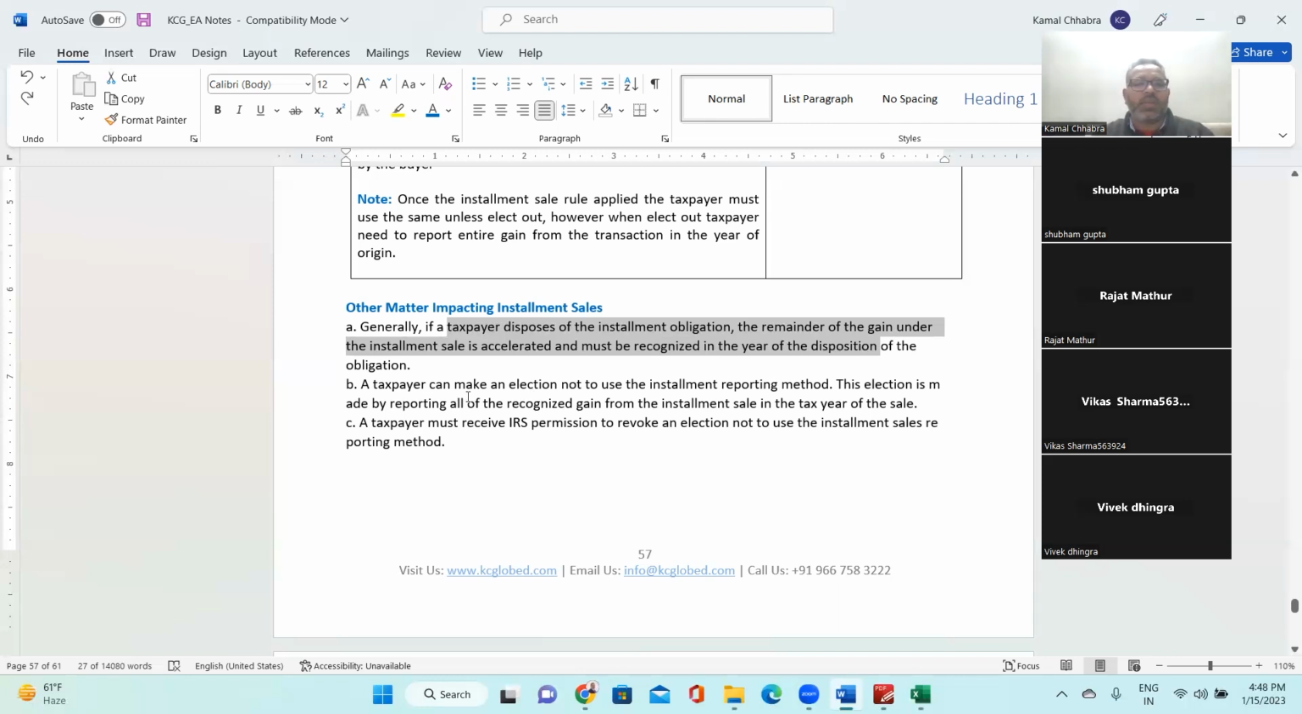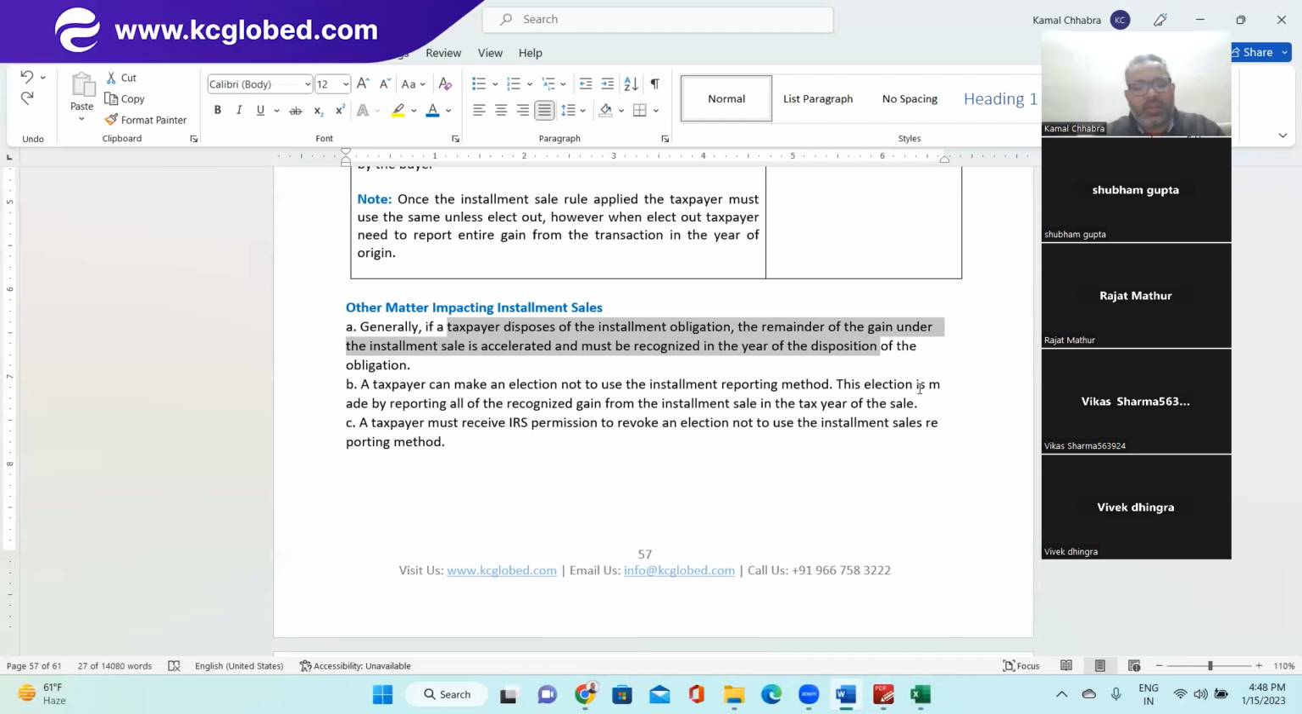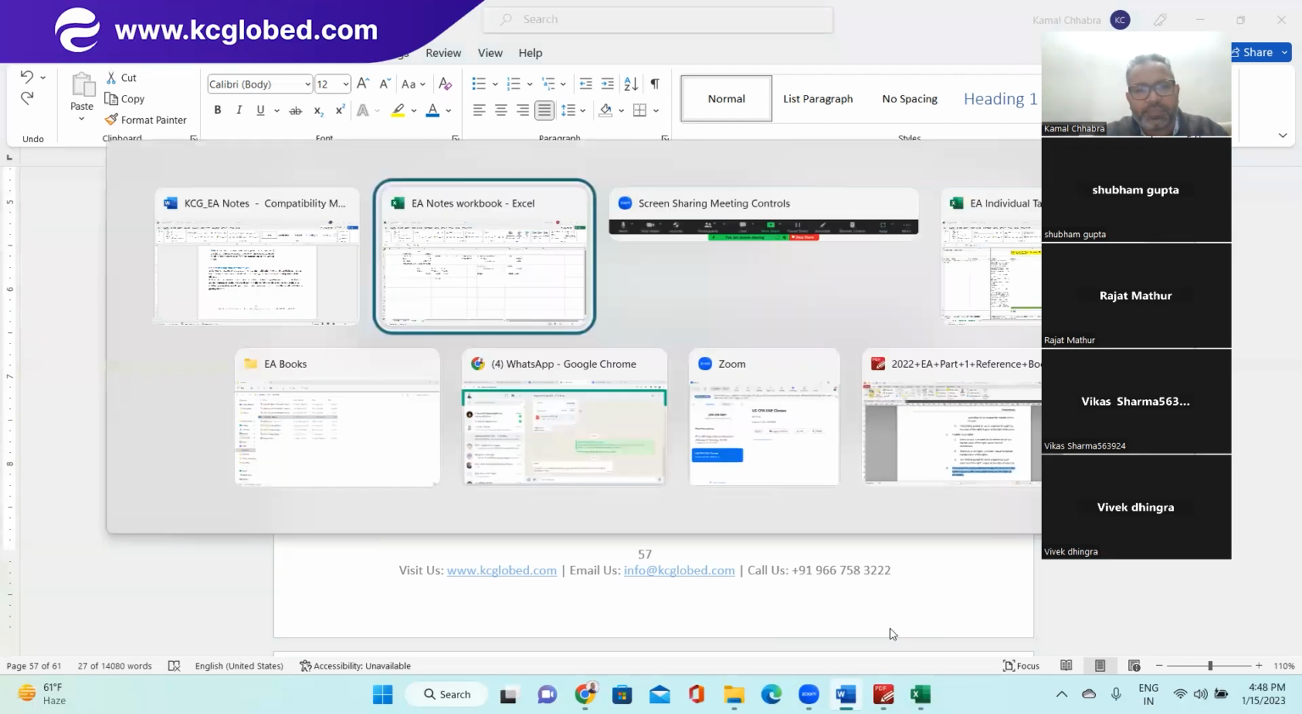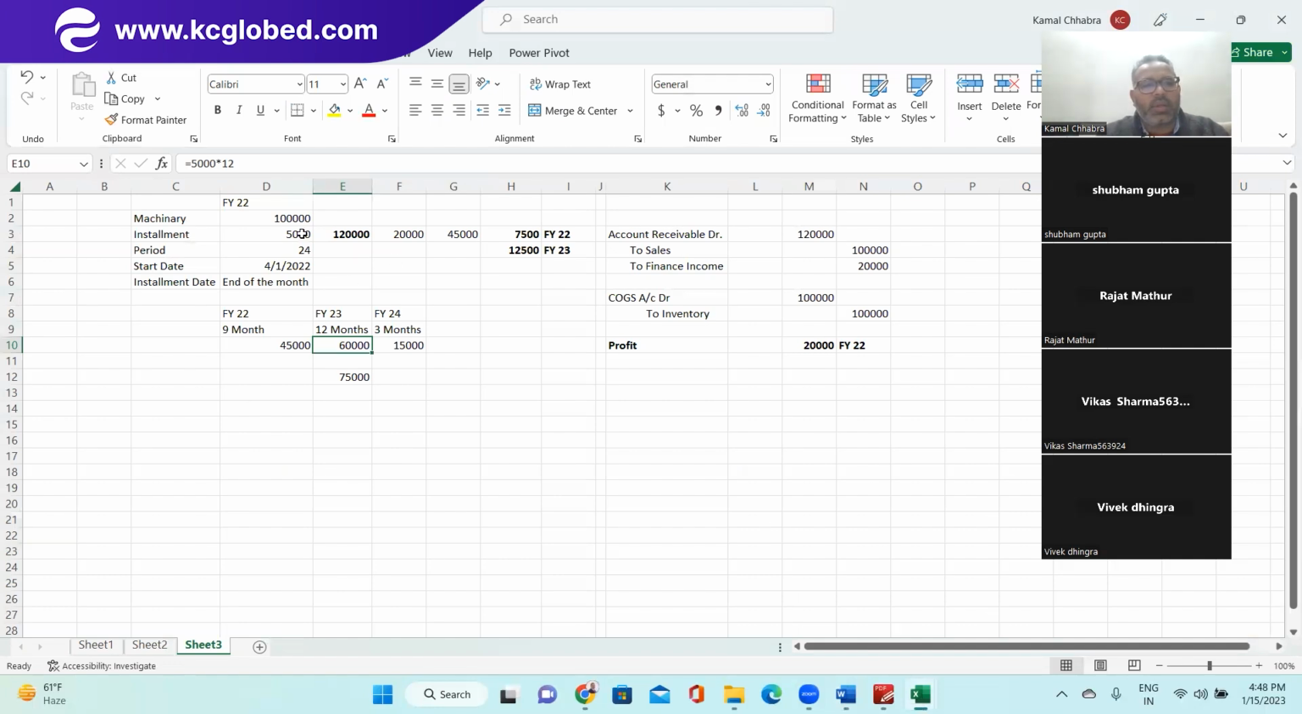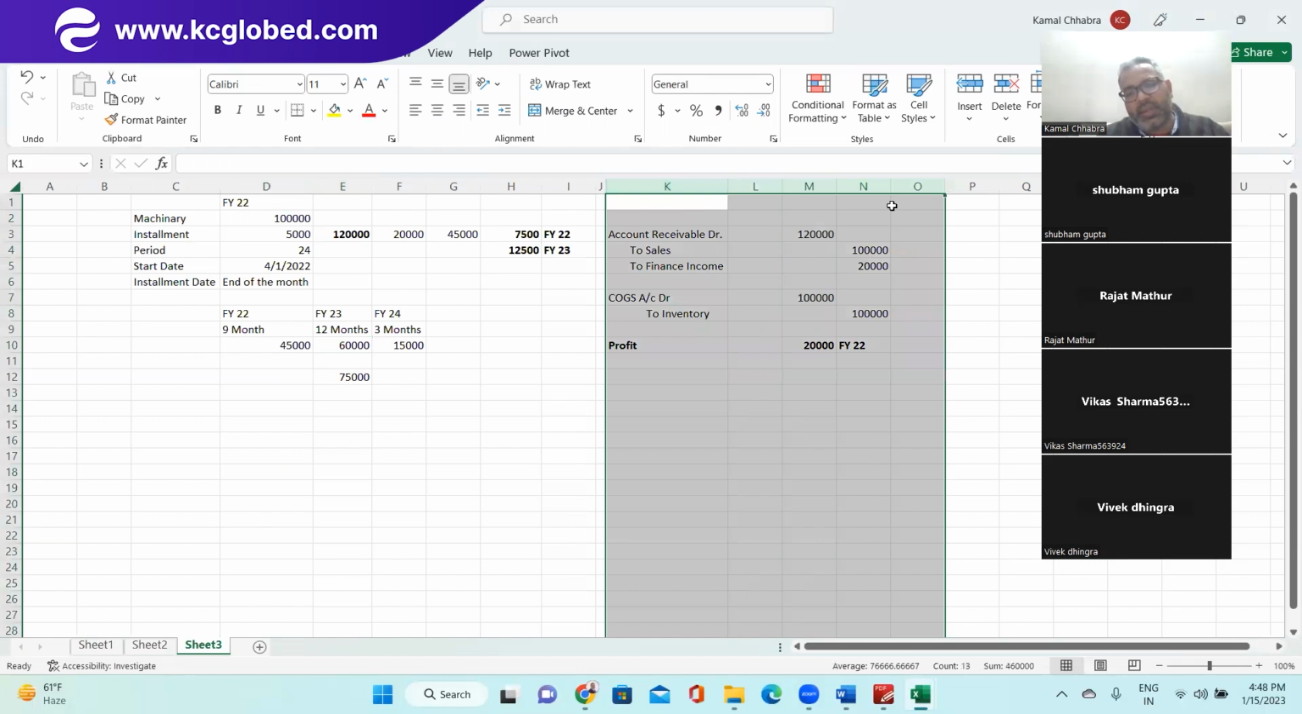Got it? Next, a taxpayer can make an election not to use the installment reporting method. The election is made by reporting all the recognized gain from installment sales in the tax year of the sale. Like we were discussing earlier, if you have not chosen to use the installment sale method, you would have recognized the revenue in year one itself, on a normal ordinary income basis. Make sense?